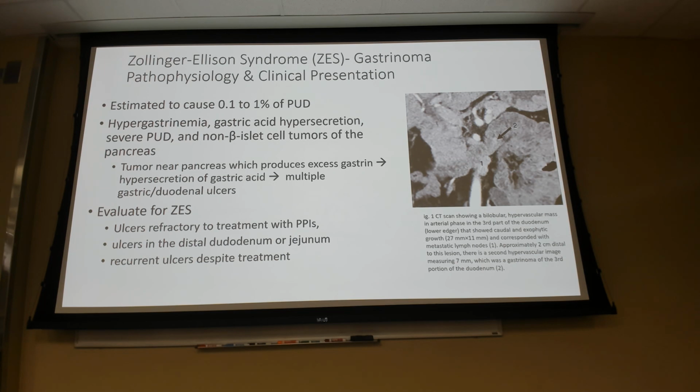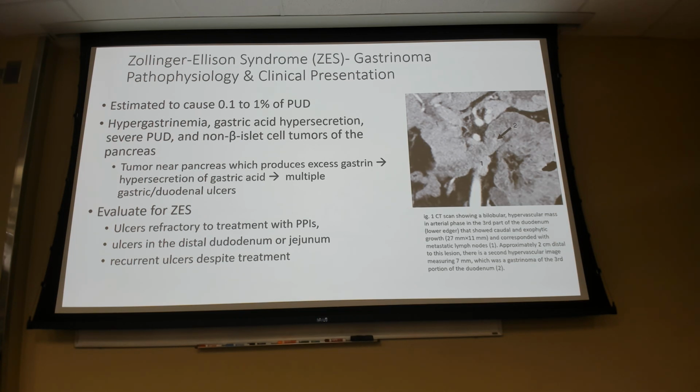So Zollinger-Ellison syndrome, this is that hypersecretory state that we were talking about. It can be associated with severe peptic ulcer disease. This can be like your GERD patient that fails therapy. And really, it's usually from a tumor near the pancreas, and it just produces that hypersecretory state or increased gastrin, and then they'll get multiple ulcers.